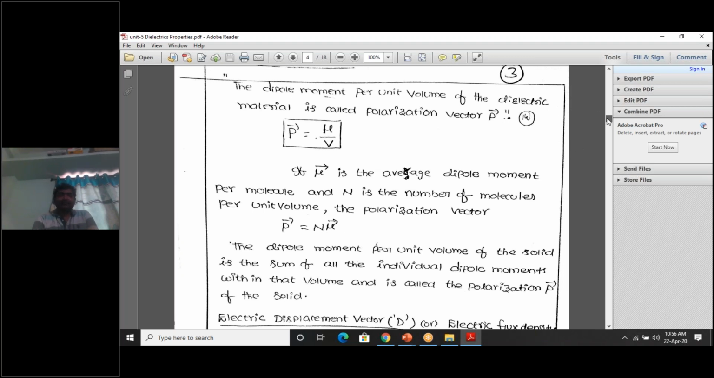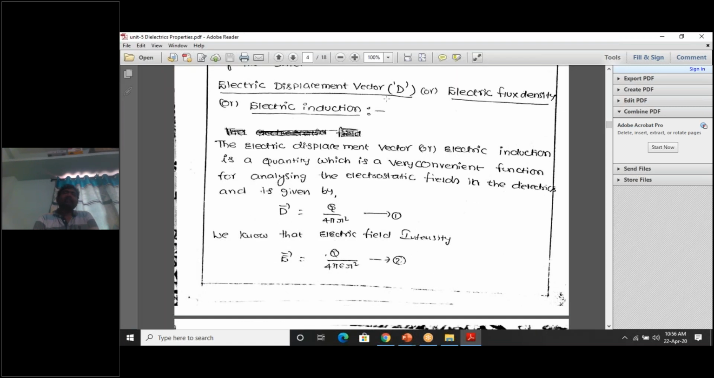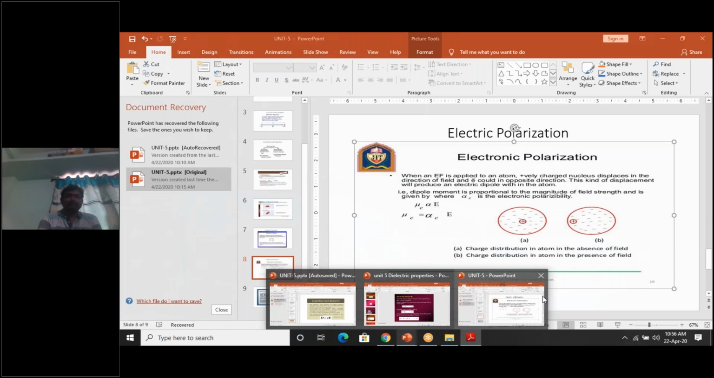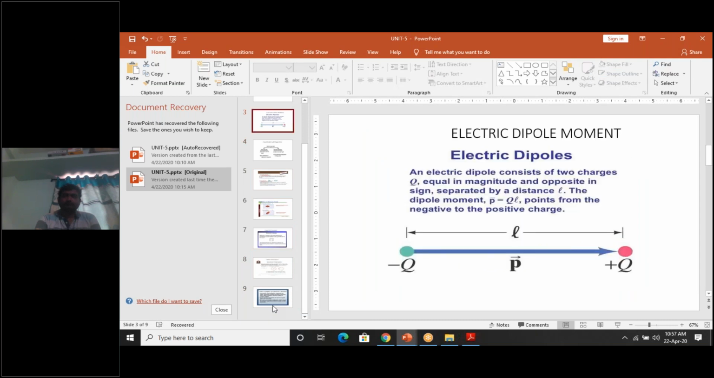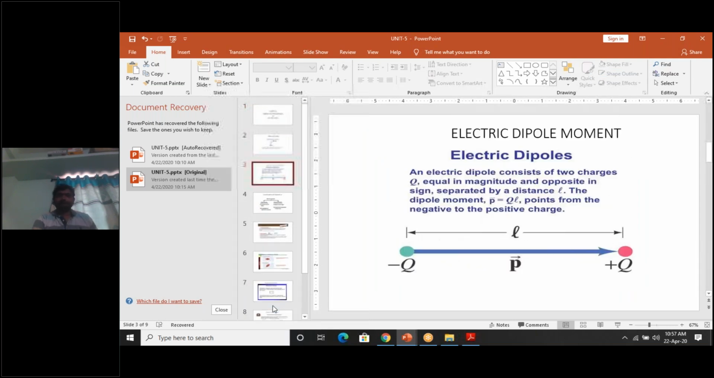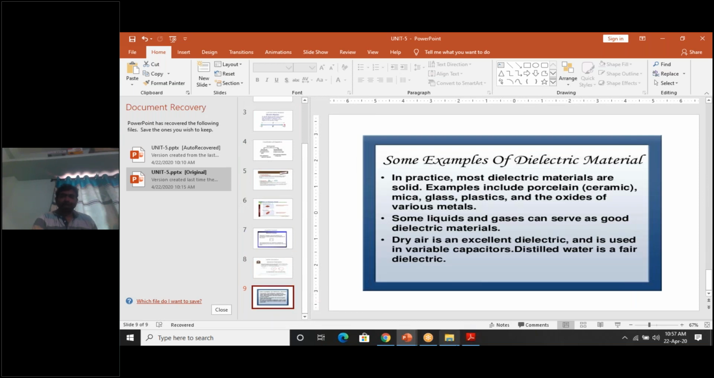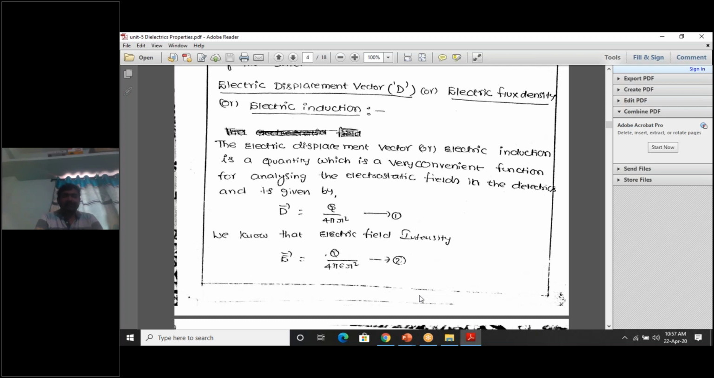Okay. Right. So the next definition is the electric displacement vector, or electric flux density, or electric induction. This is very similar to magnetic flux density or magnetic induction. You see what the definition of the magnetic flux density is. Anyhow, I'm going to explain this definition.